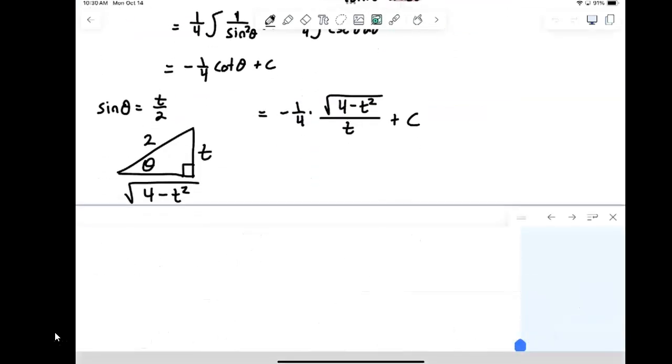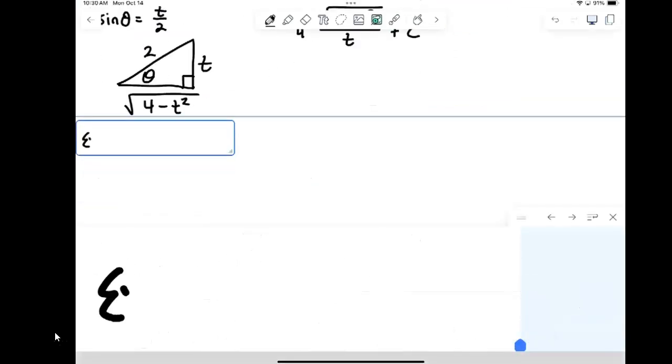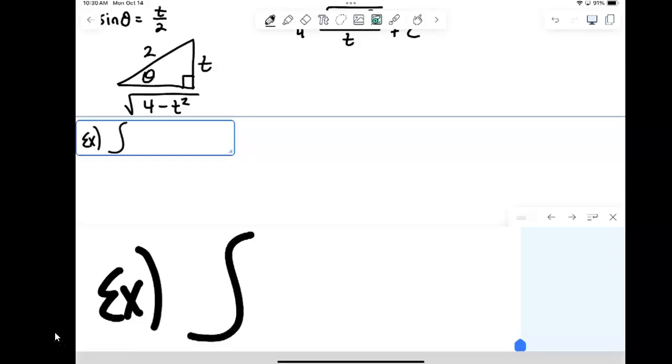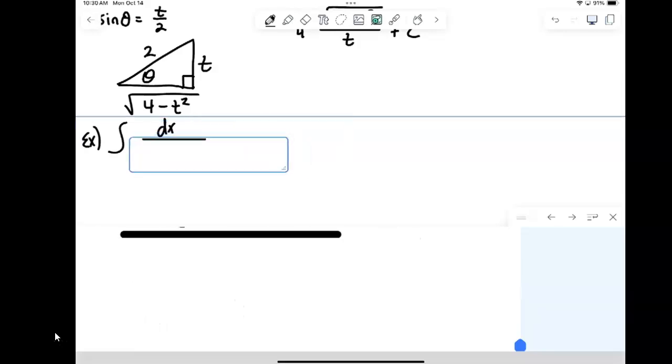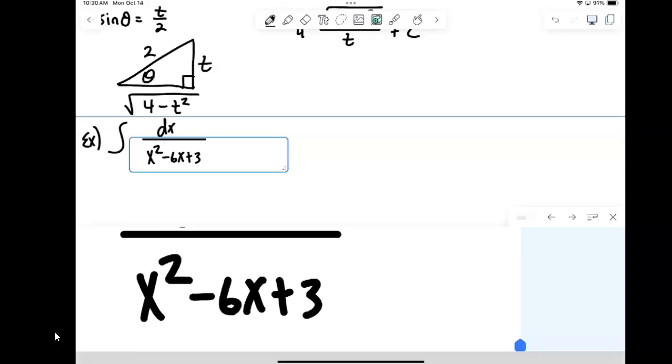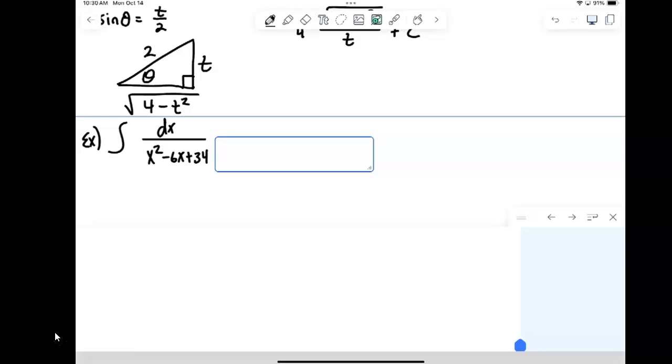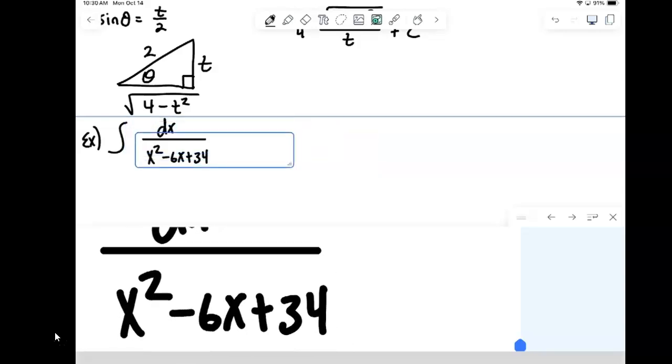So consider the following problem here. The integral of dx over x squared minus 6x plus 34. On the surface here, there's really just nothing to do. There's nothing that I can do as far as any kind of substitution. If I try to let u be the bottom, I need 2x minus 6. I don't have that. So what we do is we complete the square.